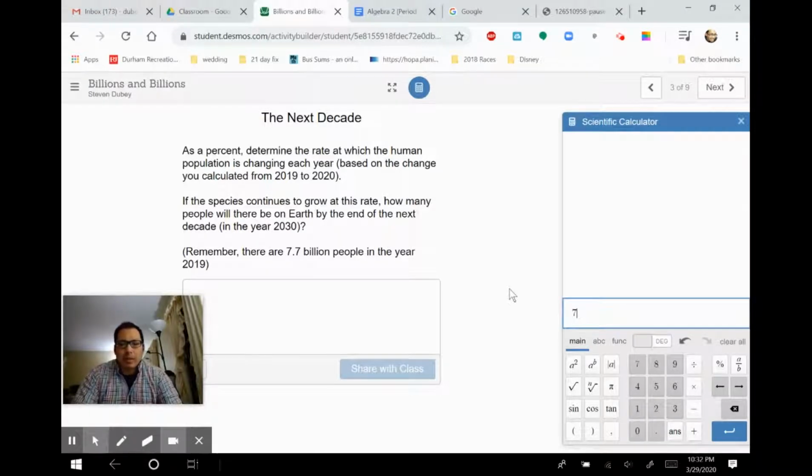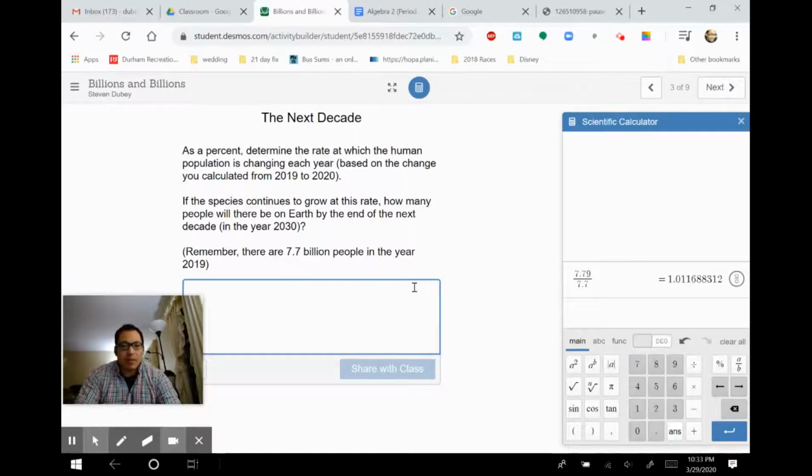So anyway, we said there were 7.79 billion people at the end of this year. So as a percentage from the 7.7 billion, we get this fraction. So what does this mean? This means that we've increased by 1.1 or maybe 1.16% as a fraction. So let me write this in.